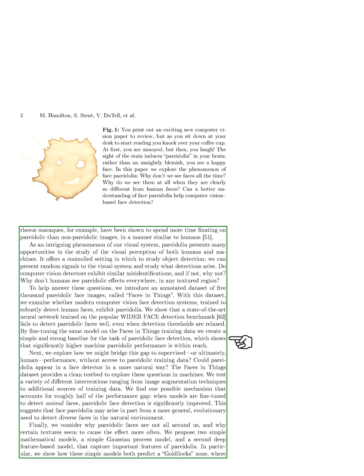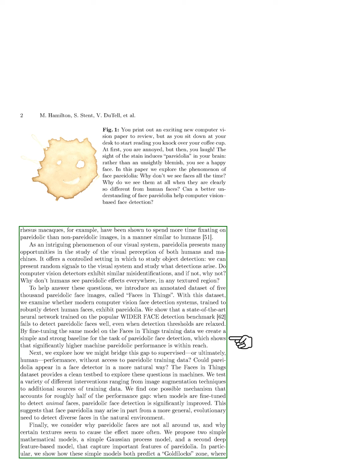We examine whether modern computer vision systems, specifically a neural network trained on the WIDER FACE benchmark, can detect these pareidolic faces. Our findings reveal that the network struggles with this task, even with relaxed detection criteria. By fine-tuning the model using our dataset, we establish a strong baseline for pareidolic face detection, indicating that machines can improve their performance in this area. We also consider how to enhance machine performance to match human detection capabilities without relying on pareidolic training data.